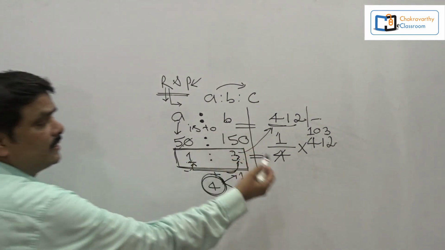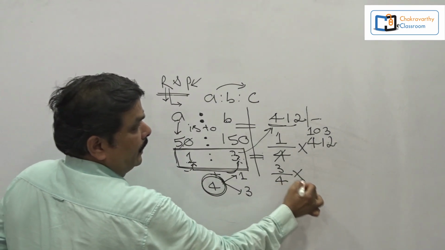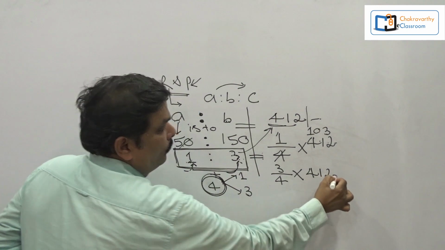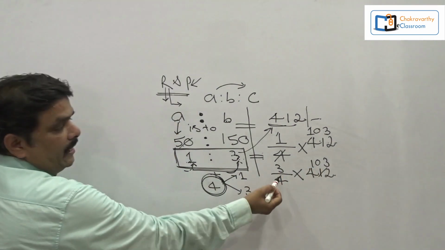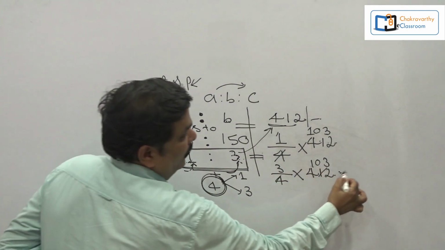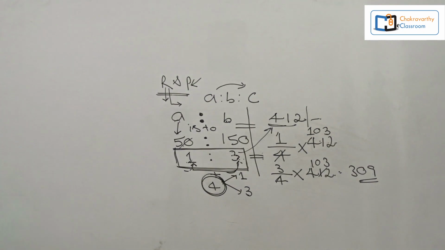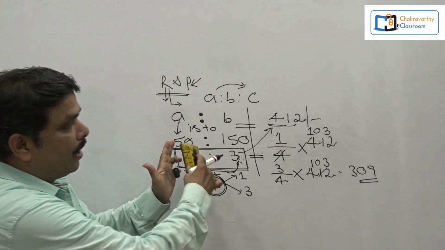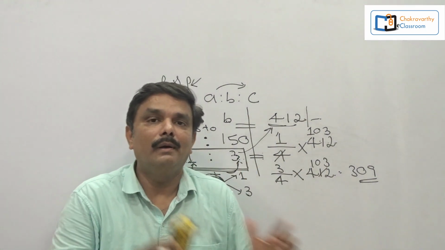As far as B's share is concerned, the same thing. Out of 4 parts, B must get 3 parts into the total amount 412. So that is again 103 into 3 times, this is 300, 3 3s are 9. This is 309. That money belongs to B. Hope you got the idea. This is the second step, how to divide the given total in accordance with the ratio.